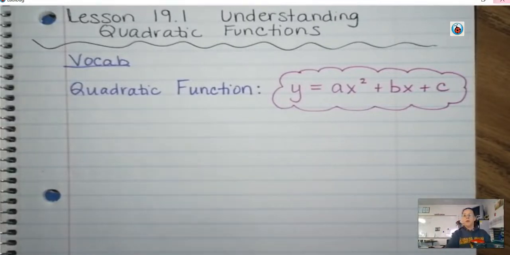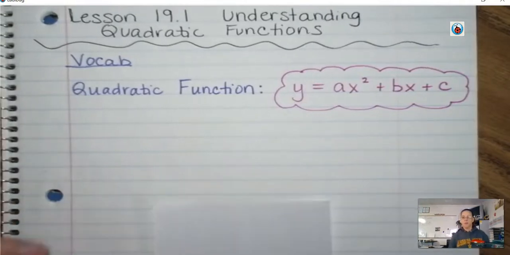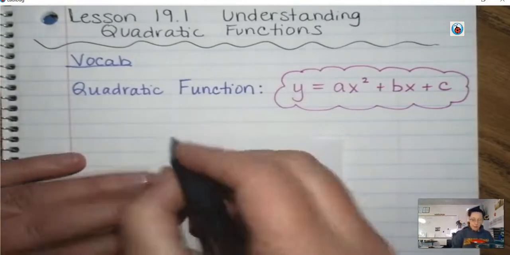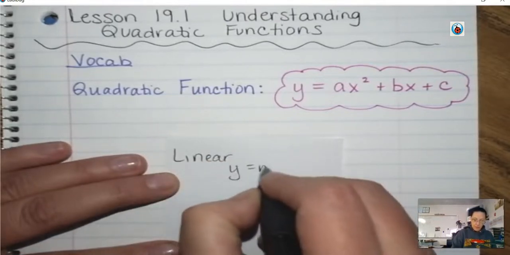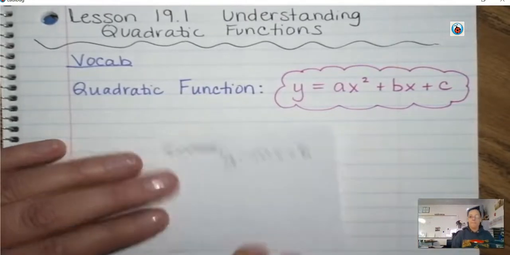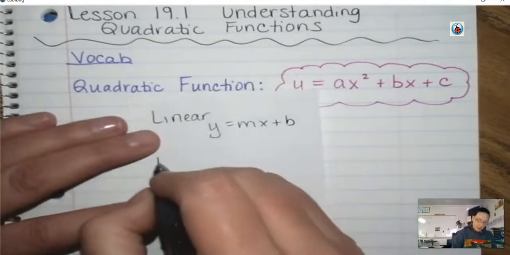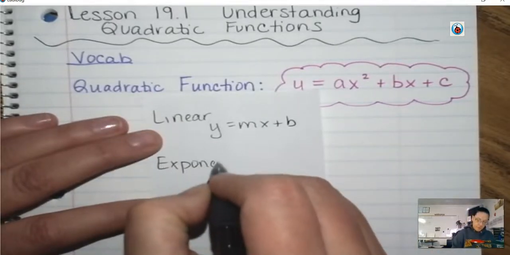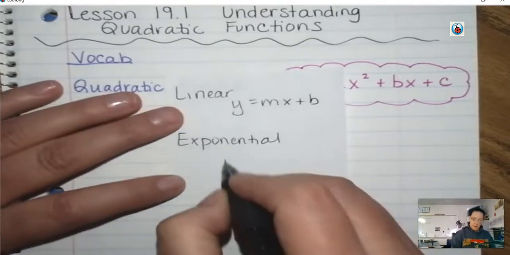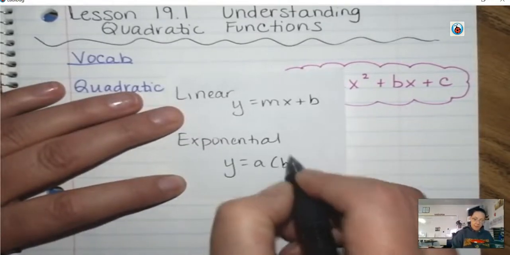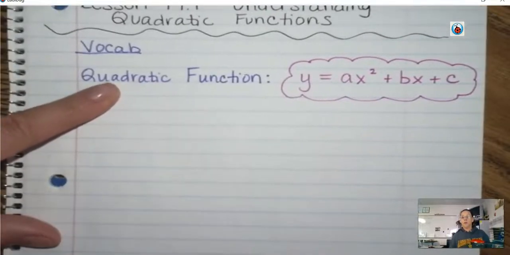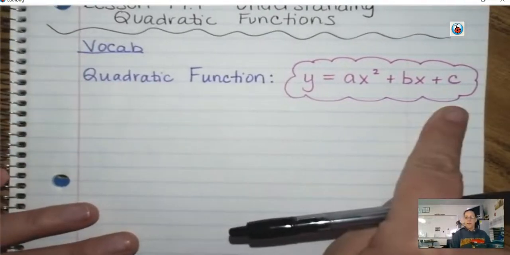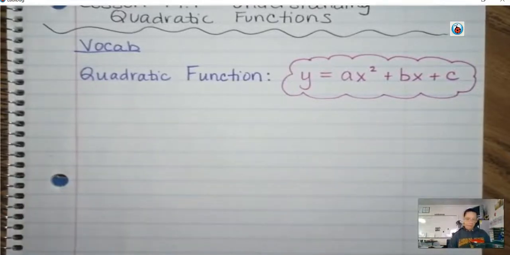So we're going to be working on quadratics for like the next month or so. So we did linear equations, that's y equals mx plus b. Then we did exponential. Those were the y equals a times b to the x. The third big one we learn in algebra is quadratics. And that's the formula or the equation for it.